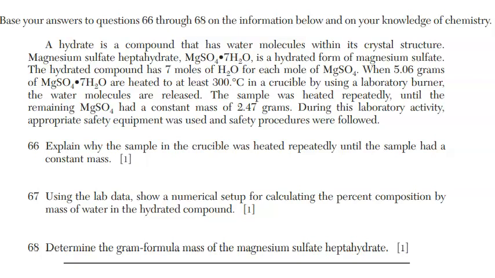Explain why the sample in the crucible was heated repeatedly until the sample had a constant mass. Well, in order to figure that out, we have to take a look at that reading passage. We are dealing here with what's known as a hydrate. And as it says, a hydrate has water molecules in the crystalline structure. We would want to heat the sample repeatedly until it has a constant mass because we would be driving off the water. And here you see the formula for the hydrate, magnesium sulfate heptahydrate, hepta meaning 7. That's the answer for 66.